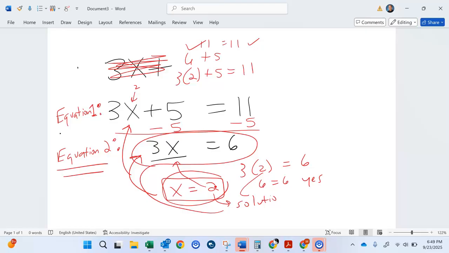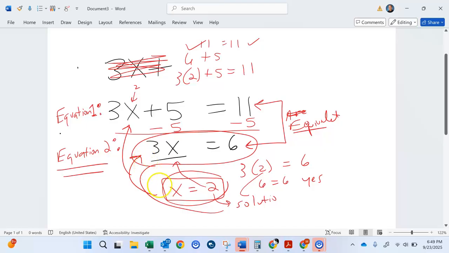Why is it? Because these two equations right here, even though they look different, are equivalent equations. Equivalent. Because as long as you do the same thing to both sides of the equation, you're going to end up creating a new equation that looks different, but it's actually the same equation and it will have the same solution. So that's what you look for when you try to figure that out.